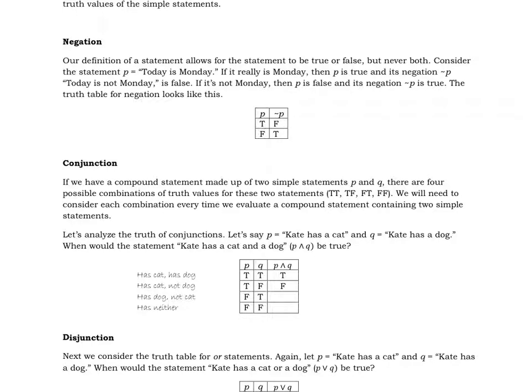Now, what if, on the other hand, today is not Monday? So let's say the value of P, which is today is Monday, okay? If it's not Monday, then that's a false statement, okay? Let's say today is Friday, and I say today is Monday. That's false, okay? But then if I negate that and I say today is not Monday, that is now a true statement, okay?